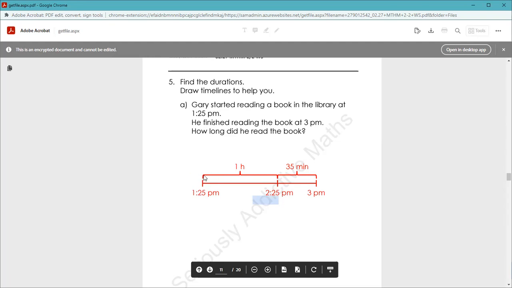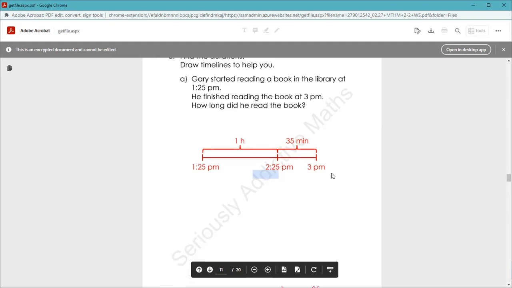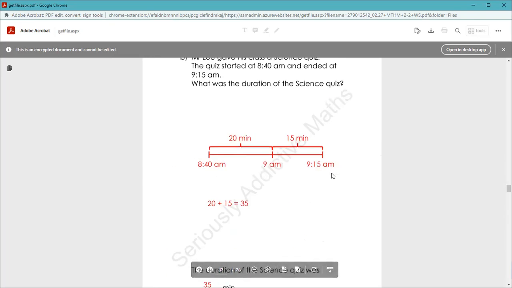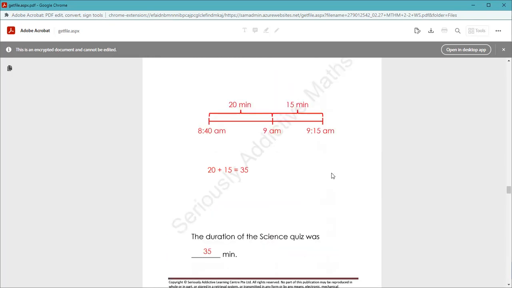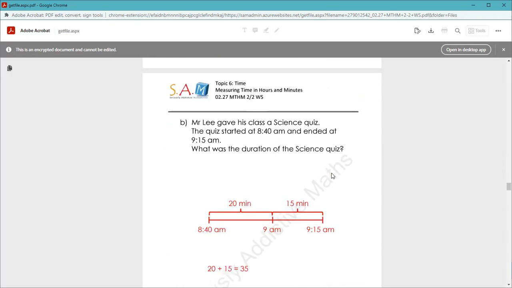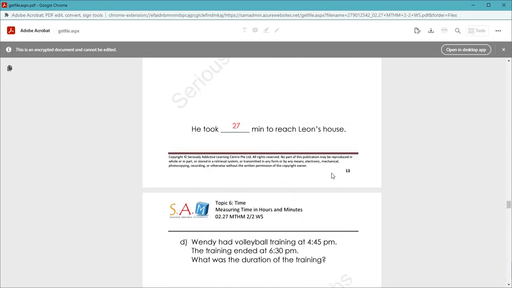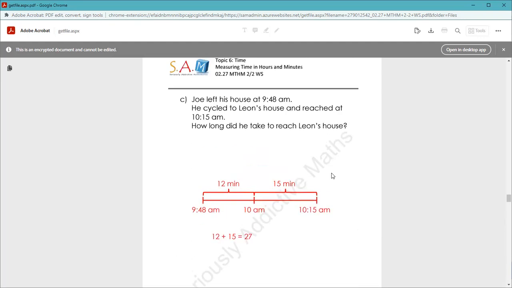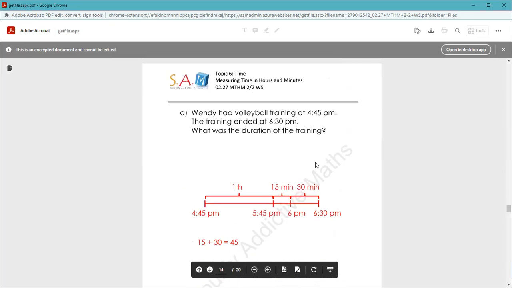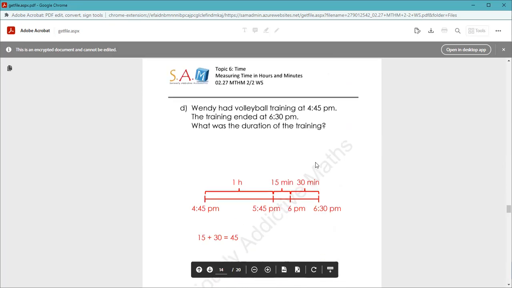After that, they find out the missing portions. From 1:25 to 2:25, what's the duration? From 2:25 to 3 p.m., what's the duration? That's the idea of getting them to do the timeline. Make sure that they are able to do at least one on their own. After that, you need not reassign this as homework. Just collect them and we'll mark the rest, as long as they are able to do one on their own during class.